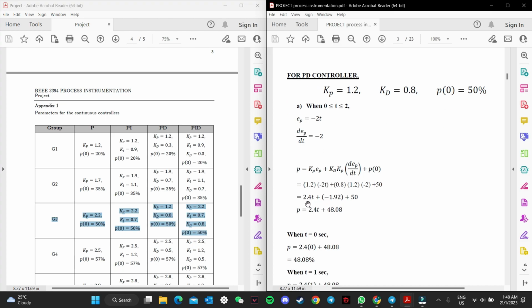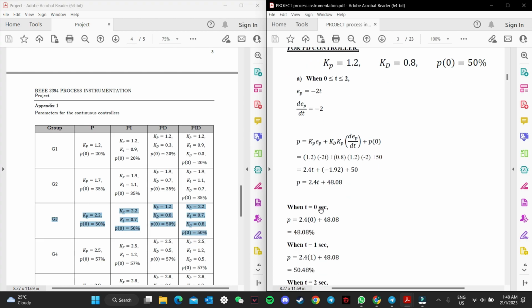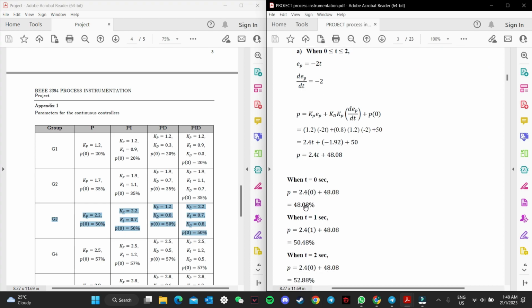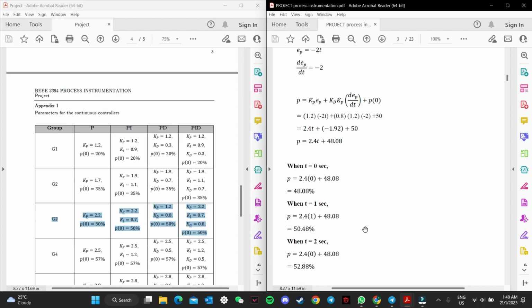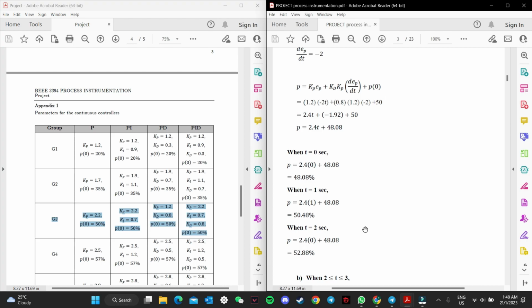So we will obtain 2.4t plus 48.08. After this, as we want to obtain the proportional output from 0 seconds until 2 seconds, we just substitute t equal to 0, 1 and 2. So we will obtain 48.08% for the proportional output when t equal to 0 seconds. When t equal to 1 second, the proportional output equals 50.48%. And when t equal to 2 seconds, the proportional output will be 52.88.